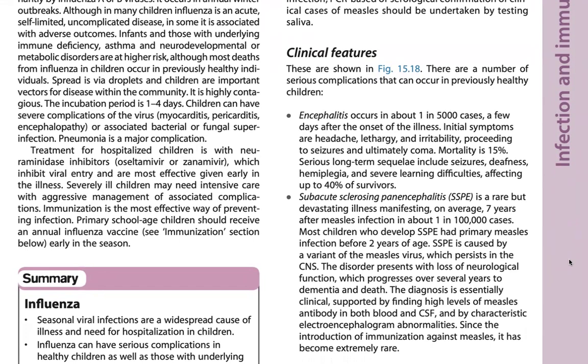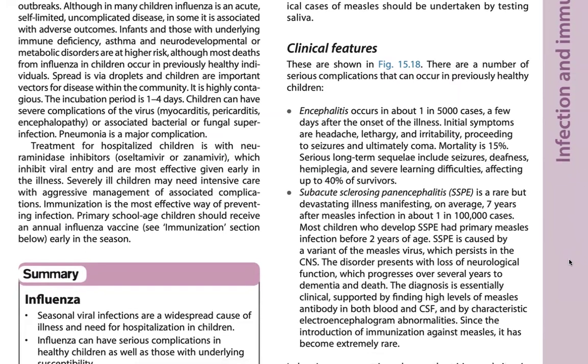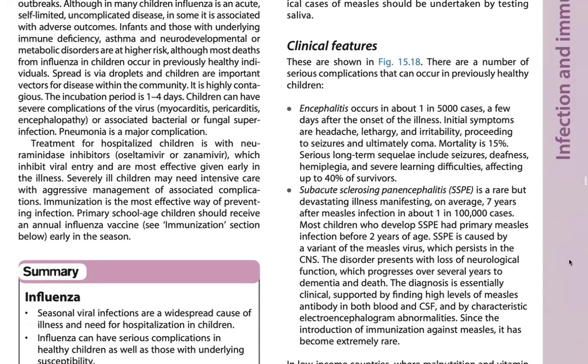SSPE is a rare but devastating illness manifesting on average 7 years after measles infection in about 1 in 1 lakh cases. Most children who develop SSPE had primary measles infection before 2 years of age. SSPE is caused by a variant of measles virus which persists in the CNS. The disorder presents with loss of neurological function which progresses over several years to dementia and death. Diagnosis is essentially clinical, supported by finding high levels of measles antibody in both blood and CSF and by characteristic electroencephalogram abnormalities.